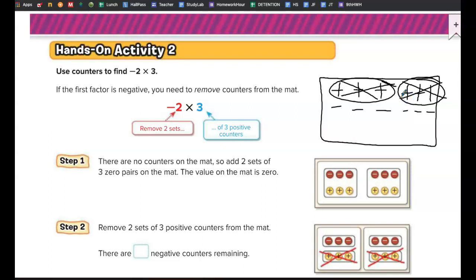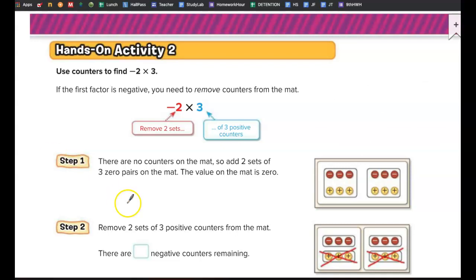What are you left with? 6 negatives. Isn't that what we got when we did it the other way? Yes. The other way is better, and you can do the other way. However, my next example, you have to do 0 pairs. Okay. Questions about this method so far? Okay. So let's go on to the next example.